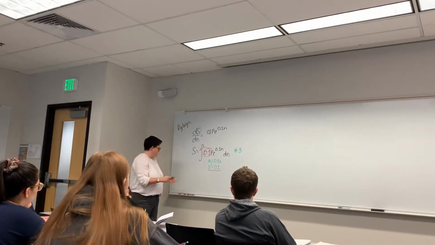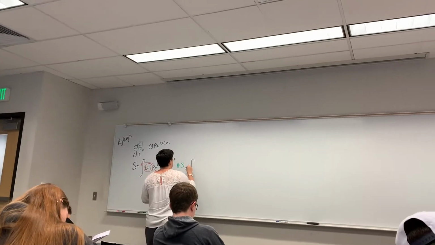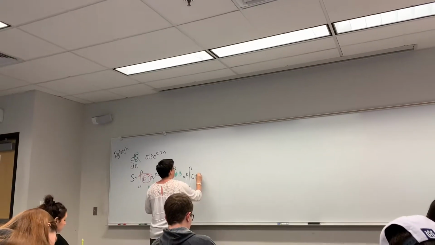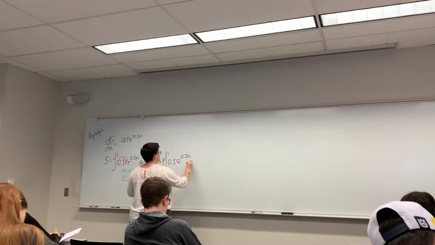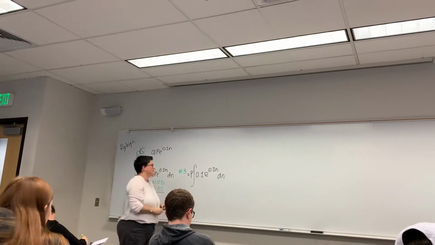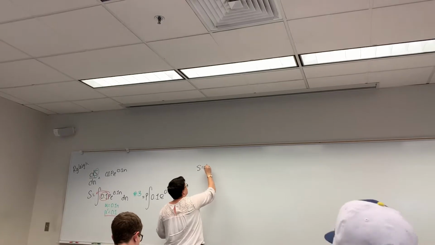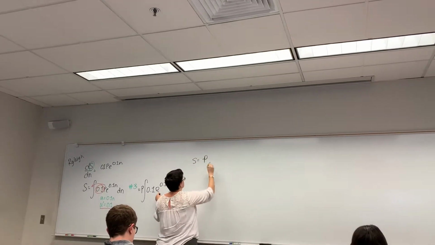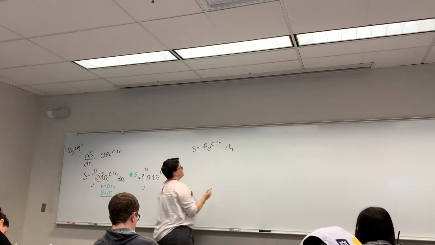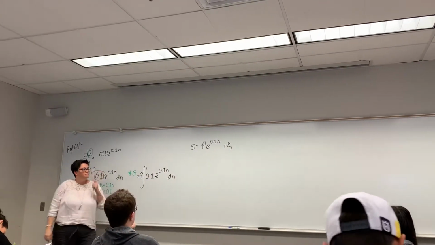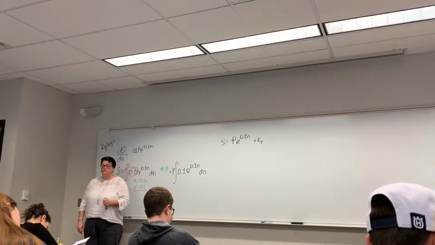Groovy. So let me rewrite this sucker the way it's supposed to look. So I have P times 0.1 e raised to the 0.1 n with respect to n. So when I integrate, what do I have, guys? S equals what? P e to the 0.1 n plus some constant associated with integration. So far, so good? Yeah?